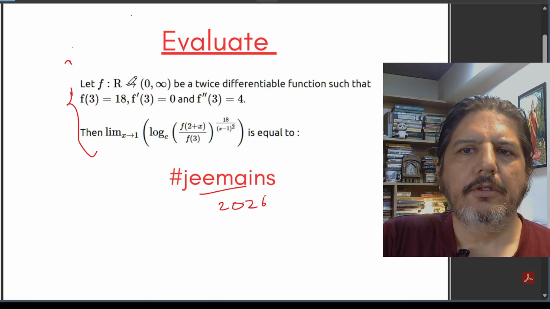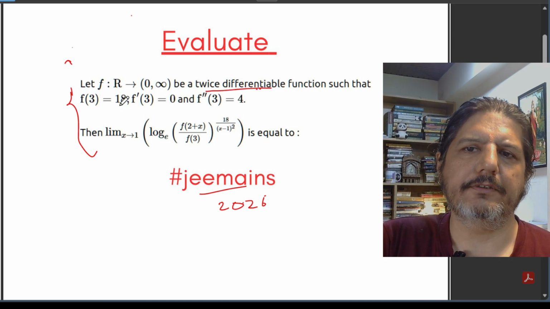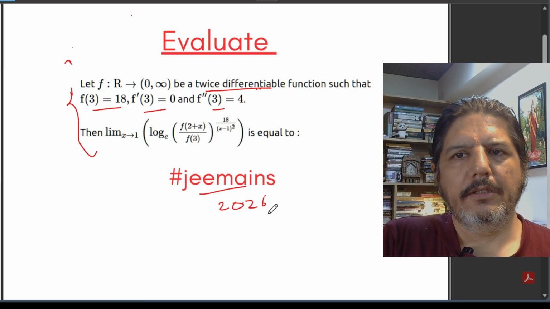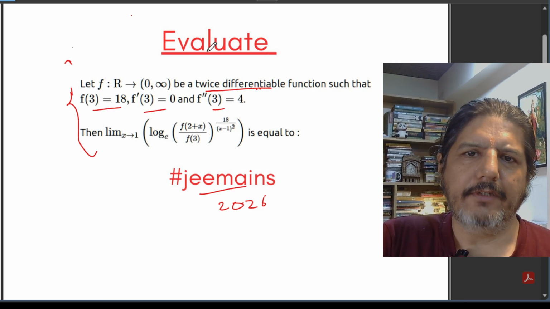So let's start. There's a function which is given, which is a twice differentiable function such that f of 3 is equal to 18, f dash 3 is equal to 0, and f double dash 3 is equal to 4. So this is what is given to us. Now there is a limit which we have to calculate.